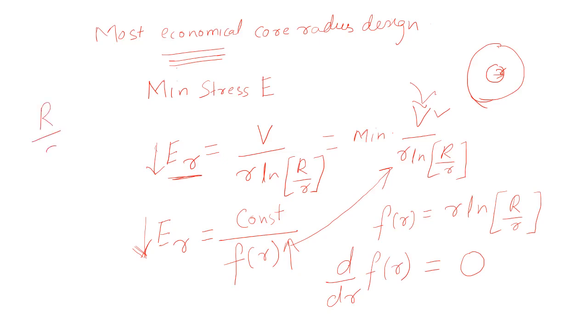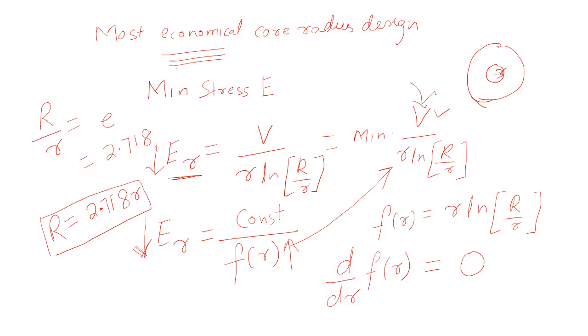I'll directly write the answer. R by small r will be equal to e. And what is e? e is 2.718. So this radius, capital R, will be 2.718 times your core radius. So this is the economic condition.